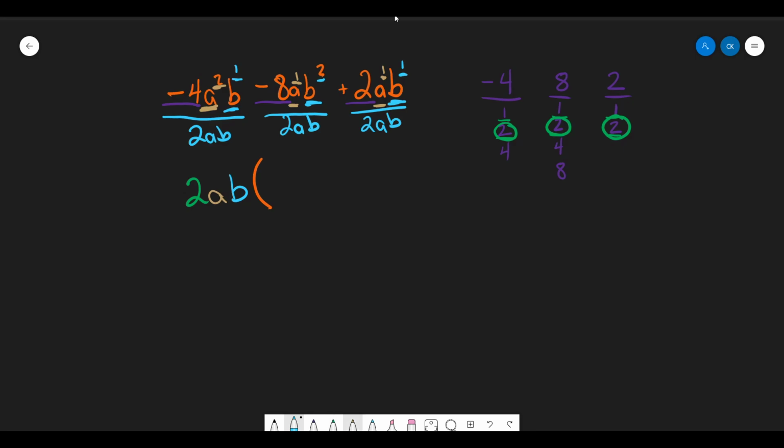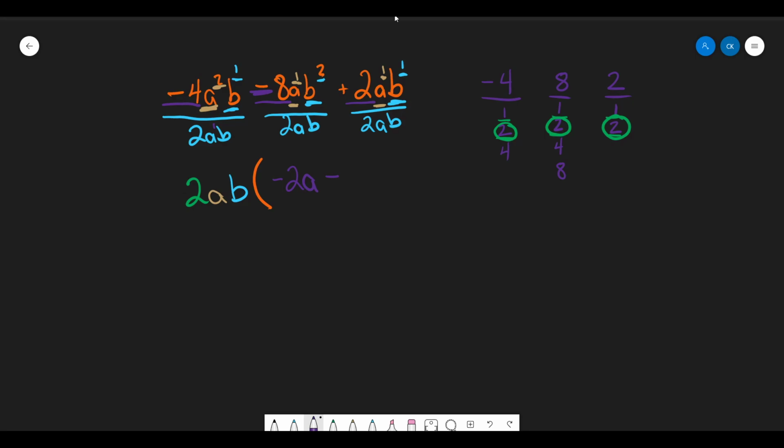So for the first one, we have negative 4 divided by 2. That's going to give us negative 2. We have a squared divided by a. I subtract the exponents. 2 minus 1 gives me 1, so it's a to the first, or just a. I have b divided by b. Those are going to cancel each other out, so I'm left with just negative 2a. I bring the sign down. Since this is a minus sign, I'm going to bring the minus sign down.